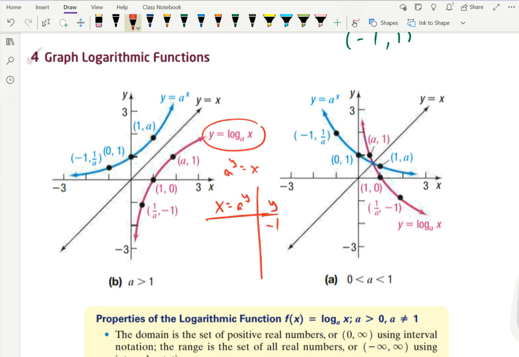So for instance, if I choose -1 for y, then x is a to the -1, which is 1 over a. If I let y be 0, then a to the 0 is x, and a to the 0 is 1. And when y is 1, I have a to the first, which is just a. So these are the points that I have, and that's what these points are over here: 1 over a and -1, 1 and 0, and a and 1. So that, as we see, would be the inverse of the exponential function of a to the x.